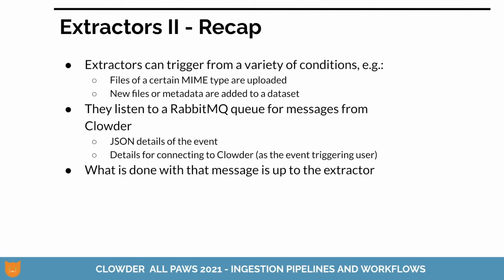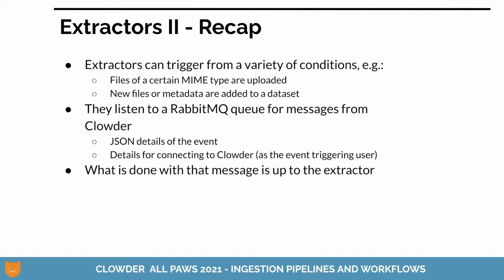So when we think about this API, we think about the extractors that are going to be using it to perform the operations. So we'll start with a little recap of the things that you can do with extractors. Generally speaking, extractors can trigger from a variety of conditions. For example, a file of a particular MIME type is uploaded to Clowder, new files or metadata are uploaded to a particular data set, or other events that happen in Clowder that users may want to listen for and program extractors to listen for. When these extractors run, they connect to a RabbitMQ message bus to listen for messages sent from Clowder. And those include details about the event, such as what happened, what resources it's associated with, and so on. What's done with that message is then up to the extractor.